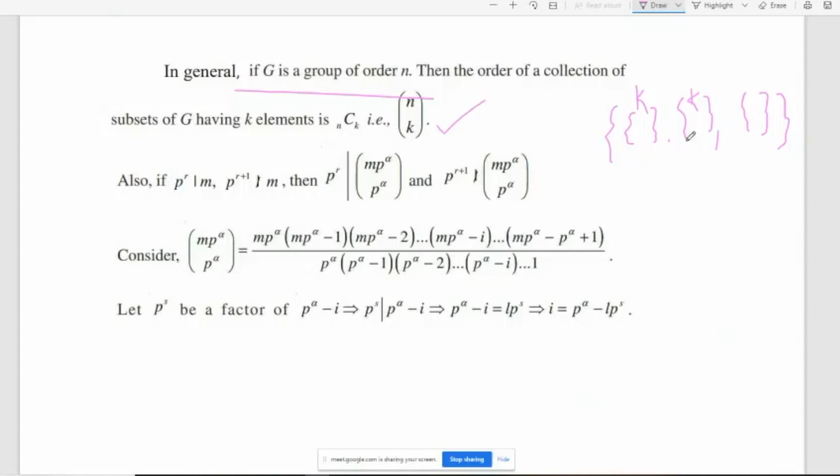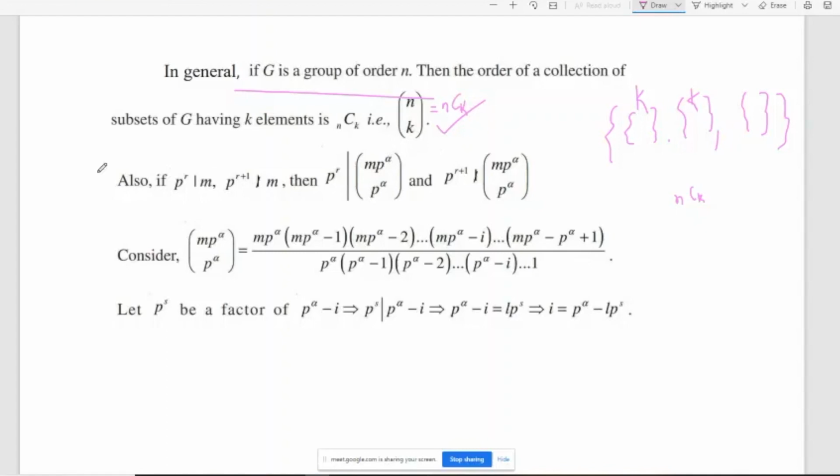So how many such k-subsets will be available? It is nCk. This nCk, we have got another notation. You can also write your nCk in this way.